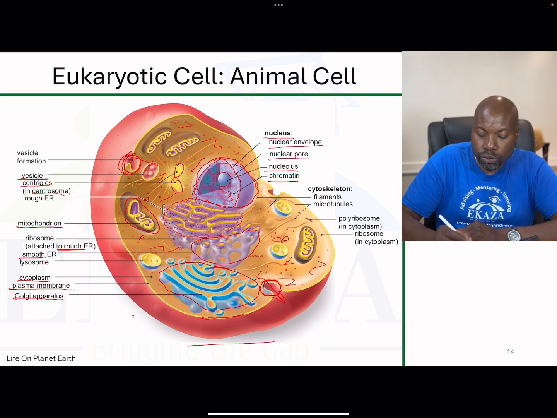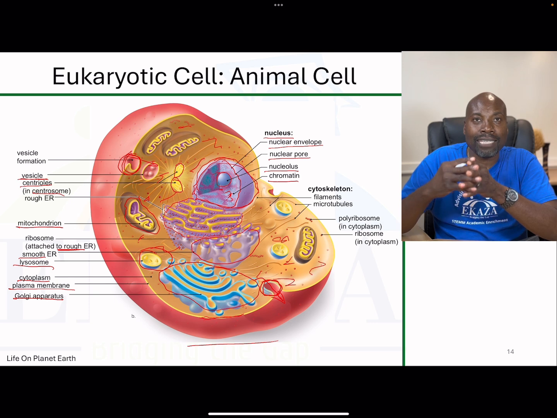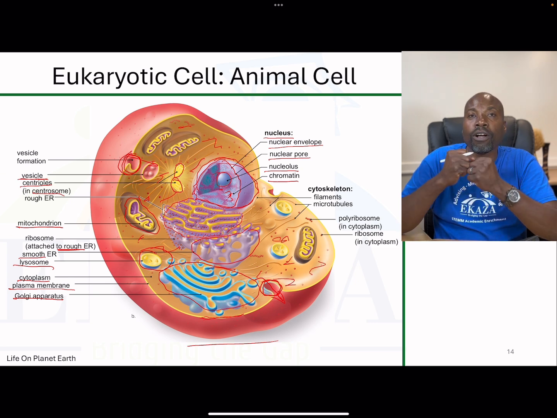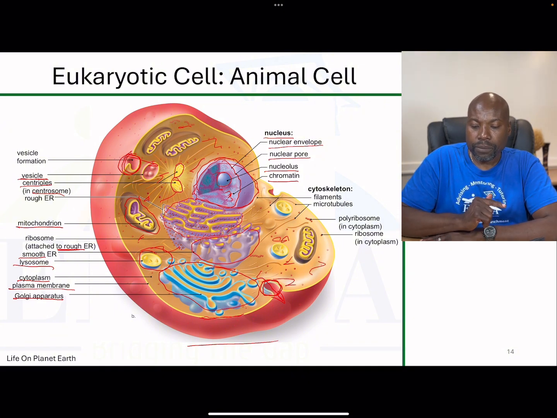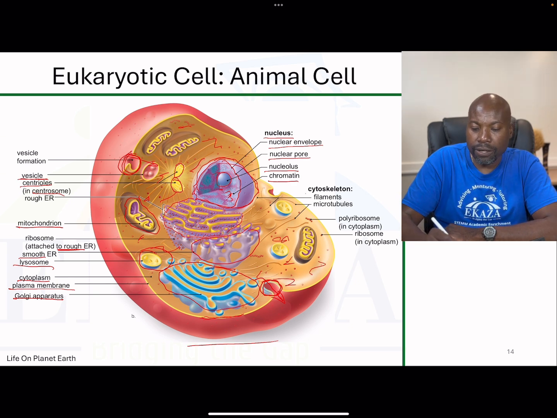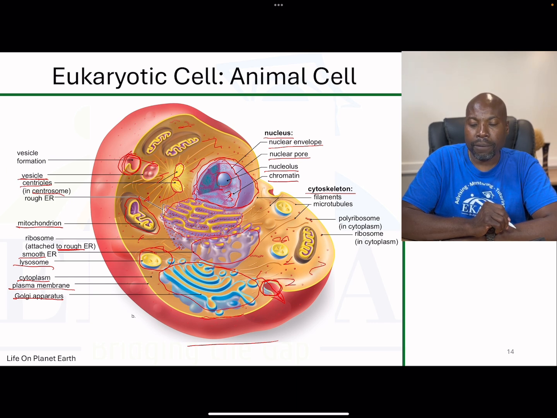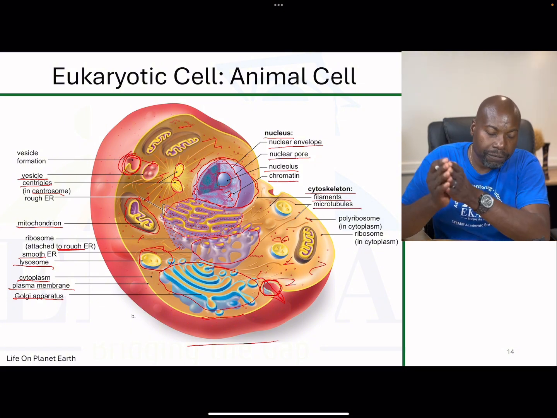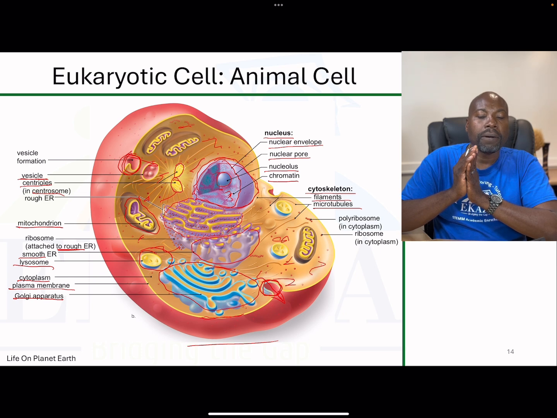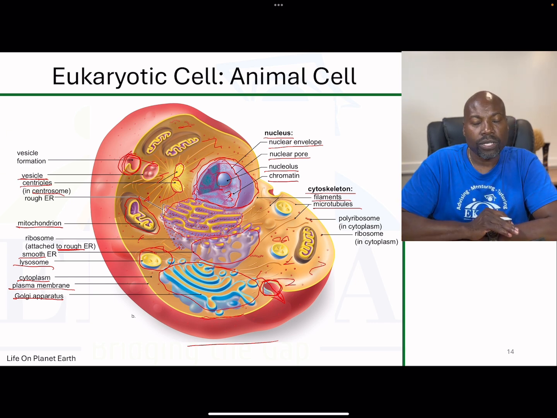Then we have a structure that we call the lysosome. The lysosome is a little sac that contains digestive enzymes. These digestive enzymes are responsible for breaking down the viruses and the bacteria that you engulf that need to be destroyed. And then we do have the cytoskeleton. Here we're going to have the cytoskeletal filaments, including the microfilaments, the microtubules, and the intermediate filaments, that make up the cytoskeleton.